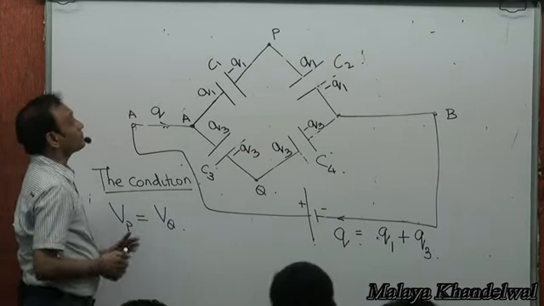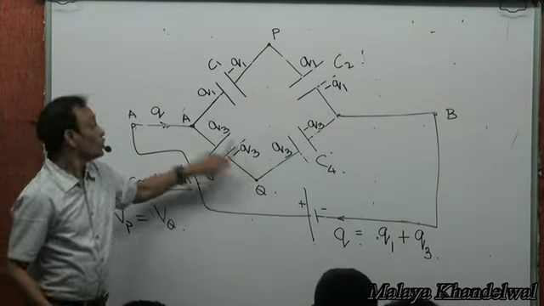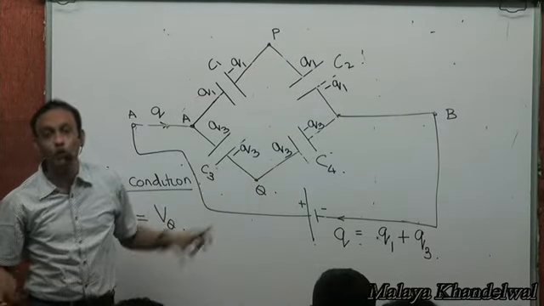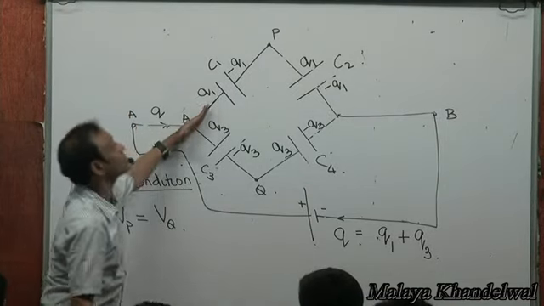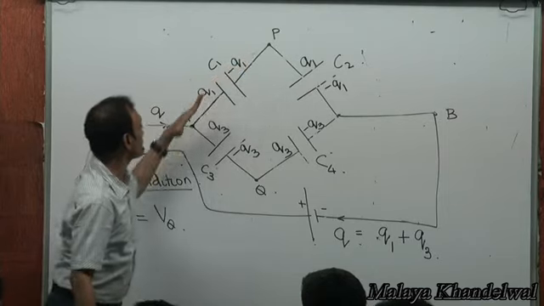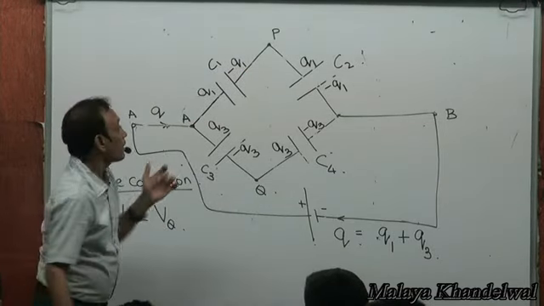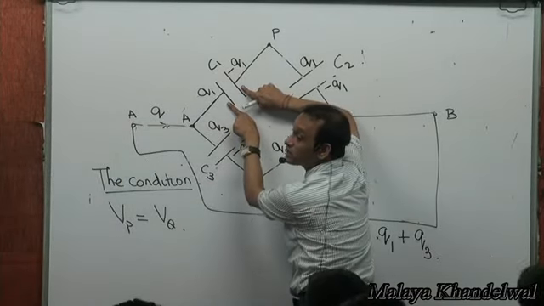Very clearly, since P and Q are at the same potential, the drop from A to P is the same as the drop from A to Q, because P and Q are electrically the same, being at the same potential. The potential drop from A to P must be the same as potential drop from A to Q. Yes or no?